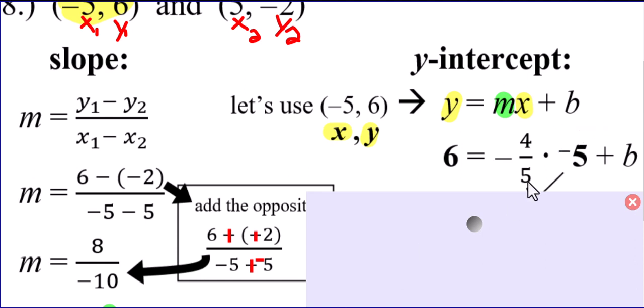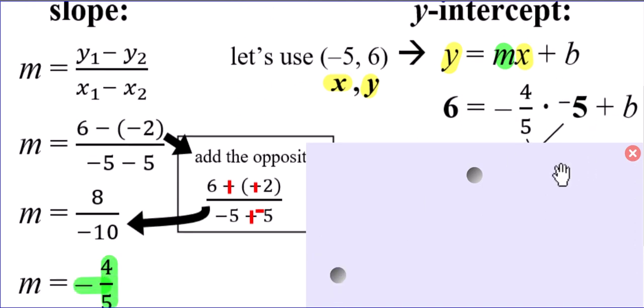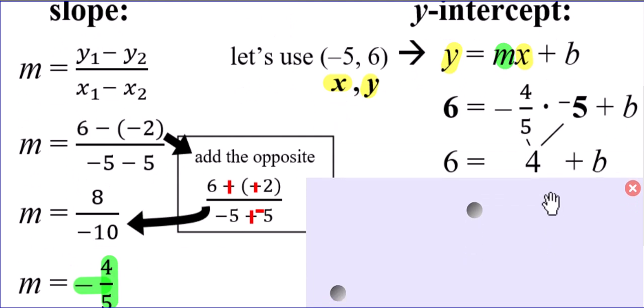All right, so let's do that work. Multiply negative 4/5 times negative 5. You can use a calculator if you must, although you could also do the trick I taught you earlier where you divide the negative 5 by the denominator, and then multiply that result times the numerator. So negative 5 divided by 5 is negative 1. Take that times negative 4, and you get 4. A negative times a negative is a positive.